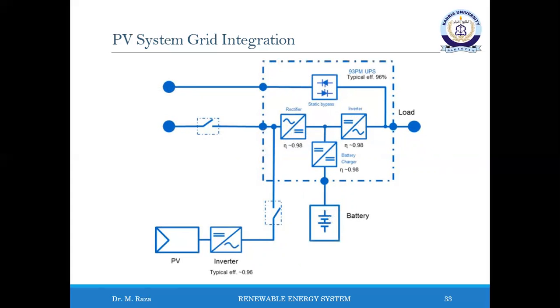There are two general types of electrical design for PV power systems: systems that interact with the utility power grid and have no battery backup capability, and systems that interact and include battery backup, as shown in this diagram.